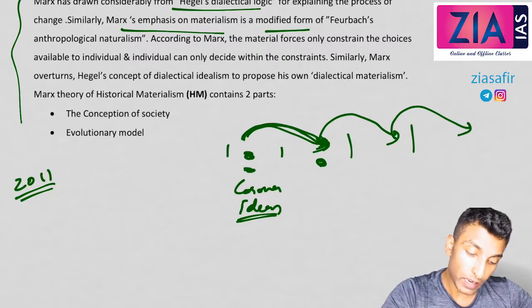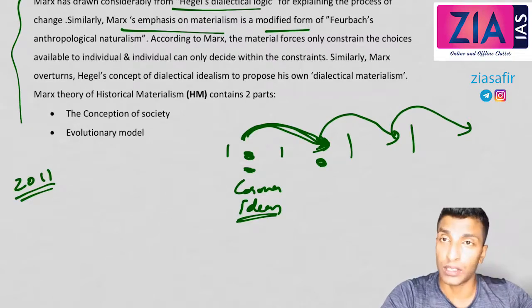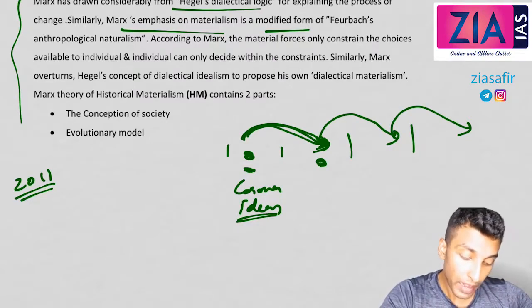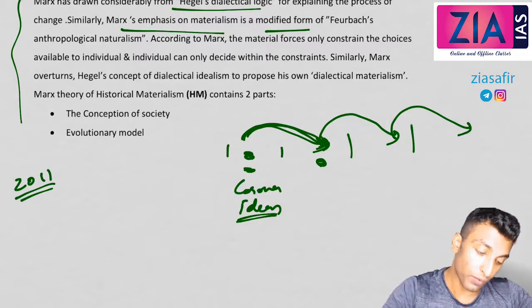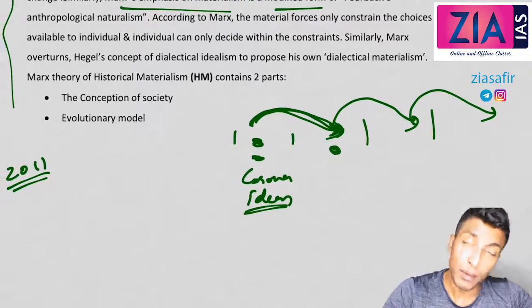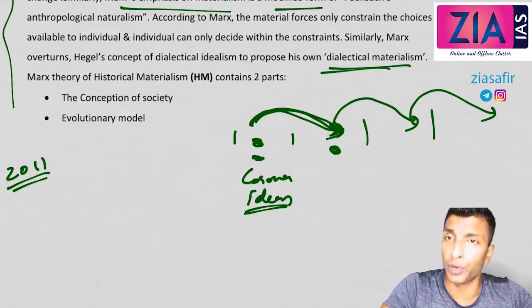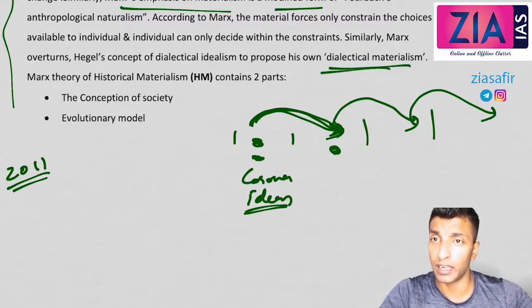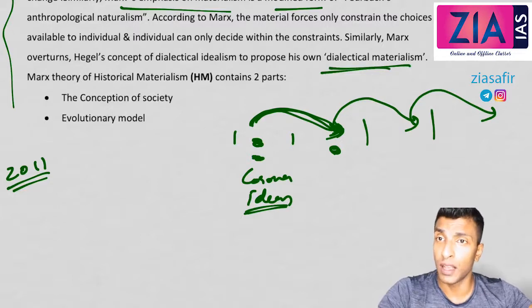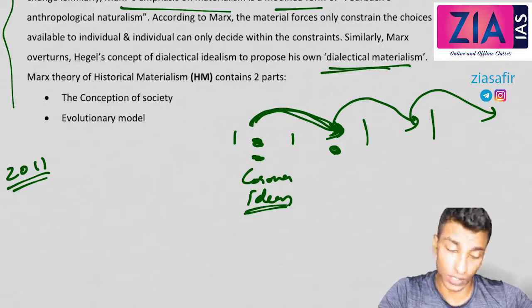According to Marx, the material forces only constrain the choices available to the individual, and the individual can only decide within the constraints. Similarly, Marx overturns Hegel's concept of dialectical idealism to propose his own dialectical materialism. This is what I have told you: it's not ideas, it is a change in material condition, according to Marx, which is more important and the reason for change.